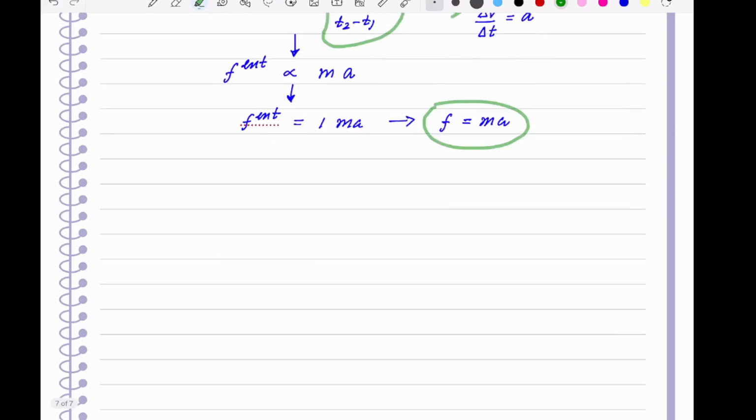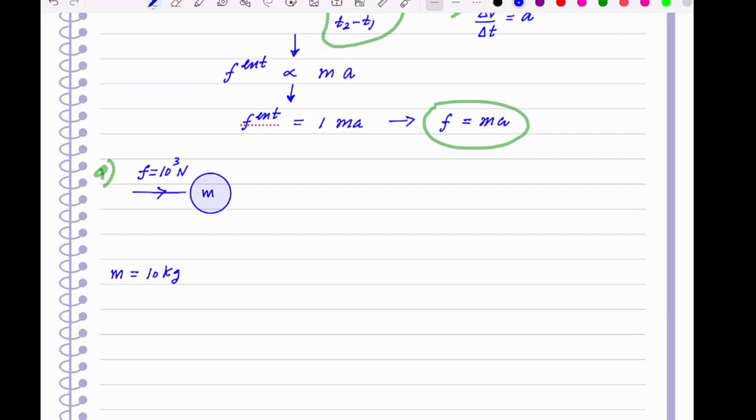Okay, so I'm going to explain this example. Suppose there is an object of mass m, right? So I'm going to give the detail here. Mass m is equal to 10 kilograms. There is an external force applied to this one. Suppose this force is 10 to the power 3 newtons, right?